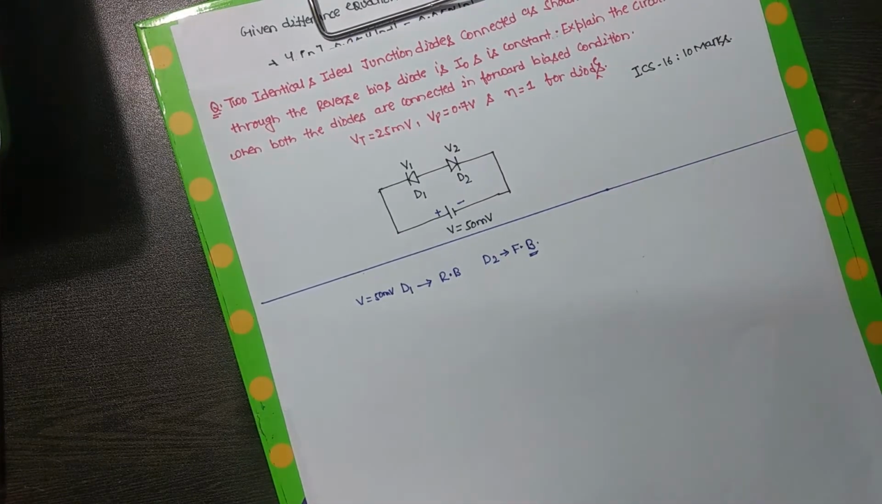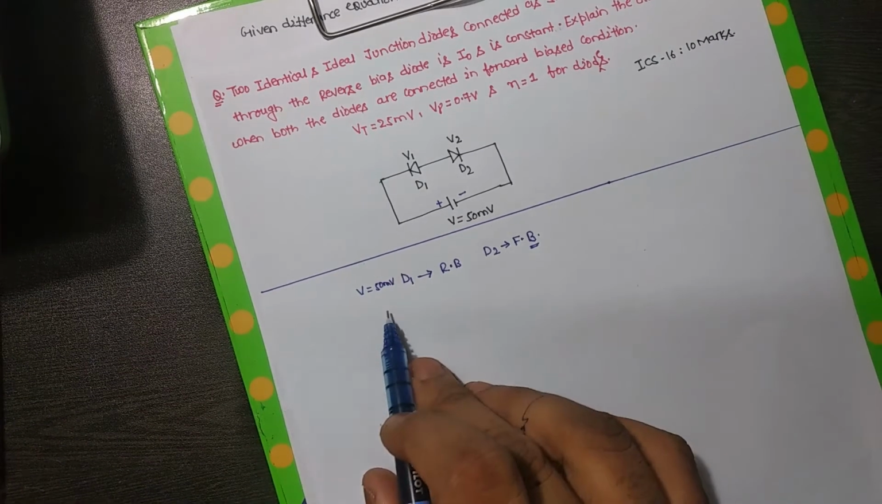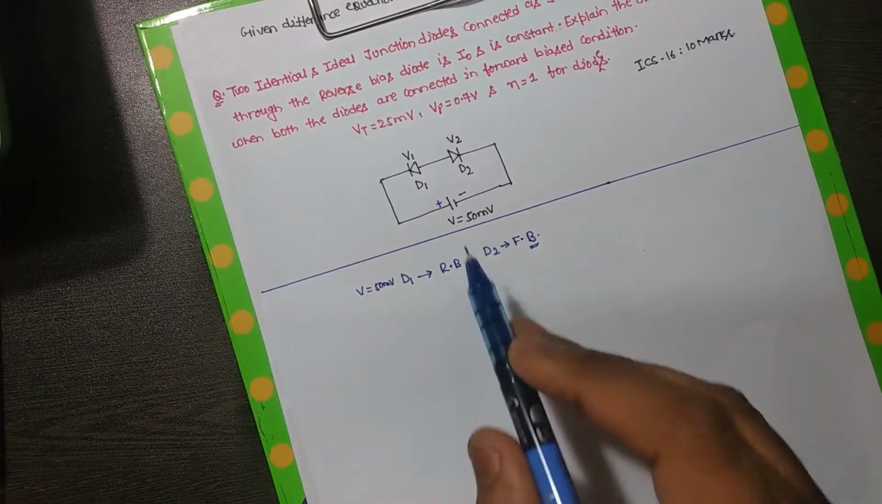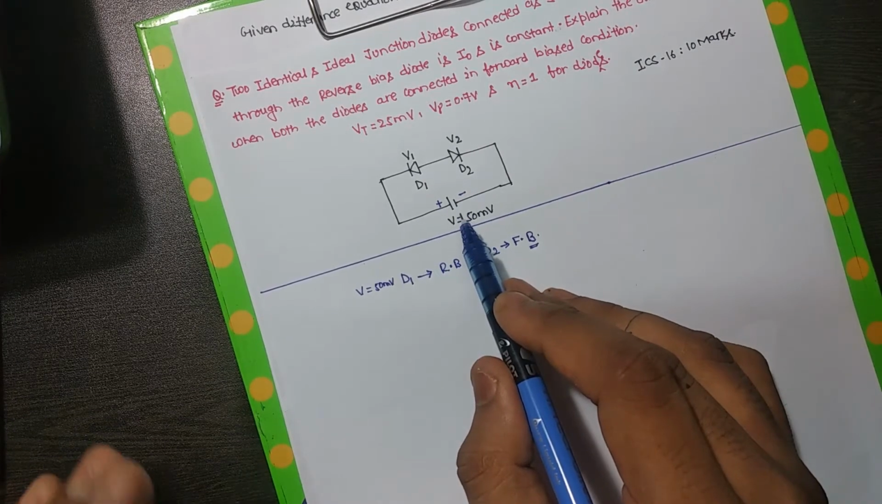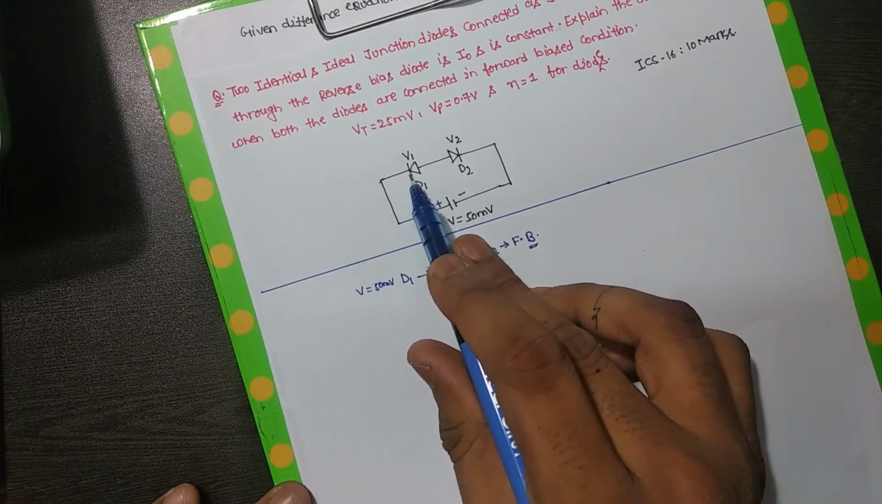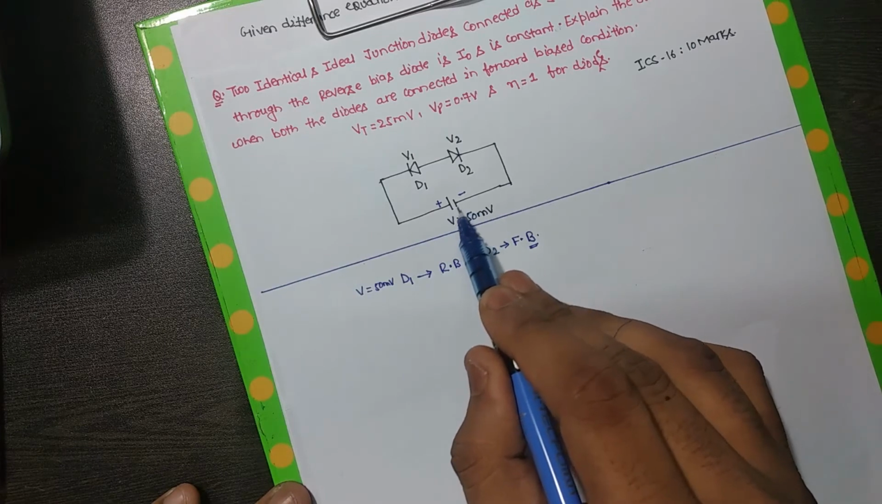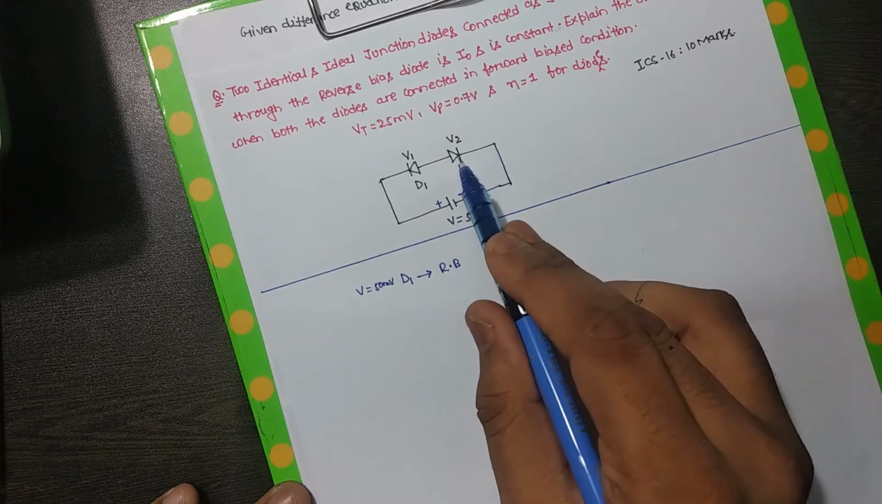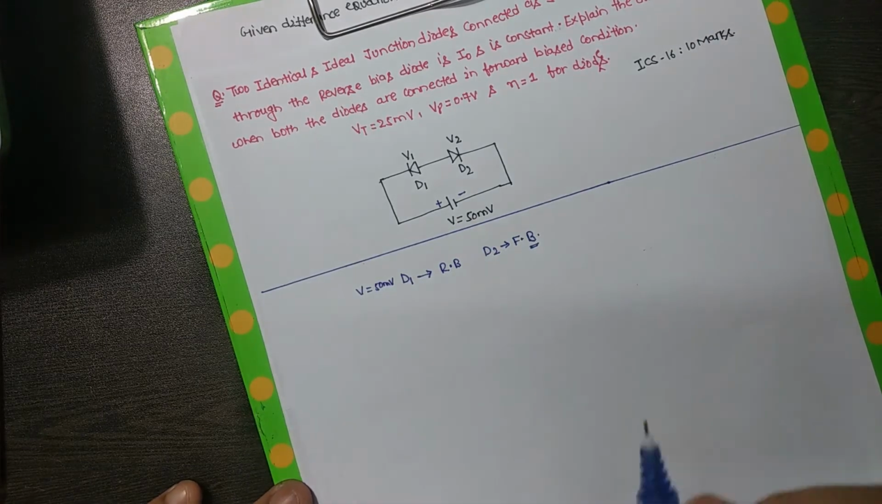Simple, nothing to think much about for this condition, because they have already mentioned that D1 will be in reverse bias because of the polarity of these junction voltages. This positive terminal is connected to the negative part of diode D1. The negative terminal of this EMF battery source is connected to the negative part of diode D2. So D2 will be in forward bias and D1 will be in reverse bias.